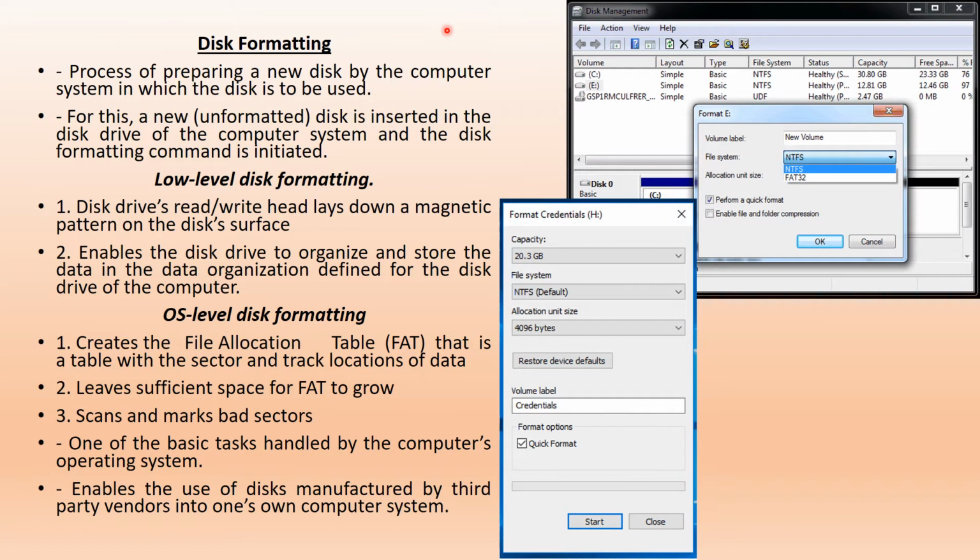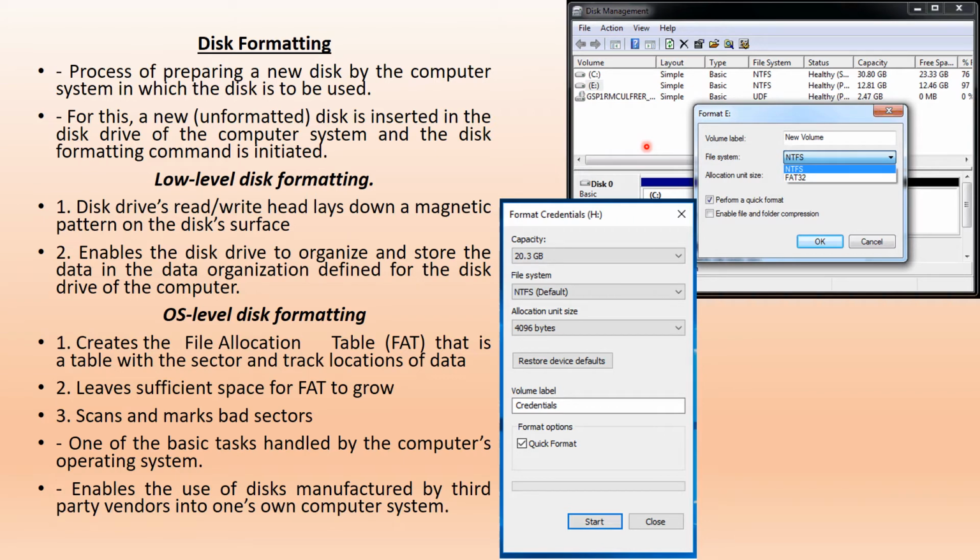All right, so this is another topic, which is known as disk formatting. Formatting is the process of preparing a new disk for the computer system in which the disk is going to be used. For this, a new or unformatted disk is inserted in the disk drive of the computer system and the disk formatting command is initiated.